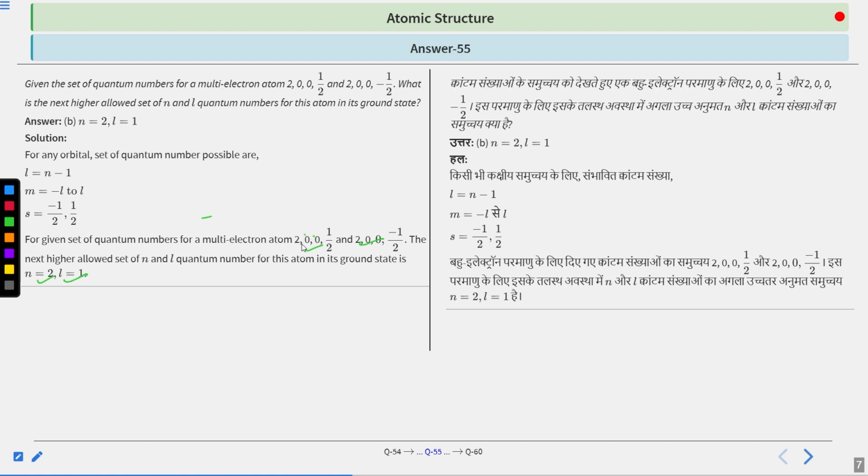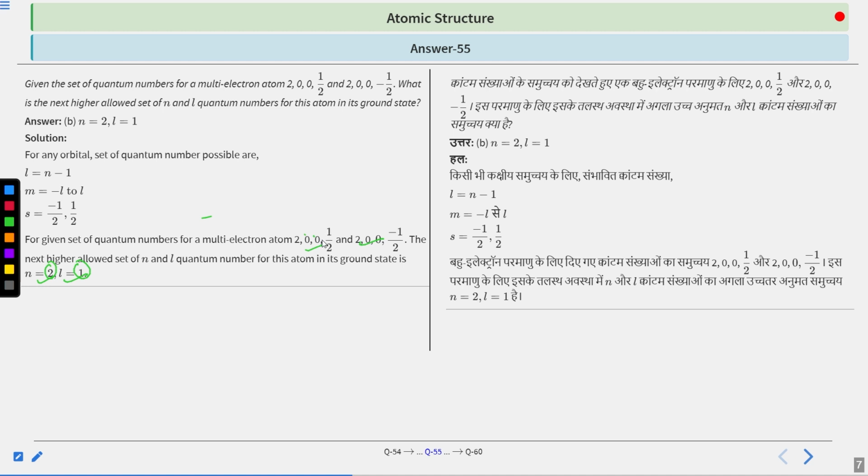So after 2s, we have the 2p, and for 2p, your n value is 2 and l value is 1. It is as simple as that. One thing you have to remember is the order of writing: n, l, ml, and ms or s, which are the principal quantum number, azimuthal quantum number, magnetic quantum number, and spin quantum number.